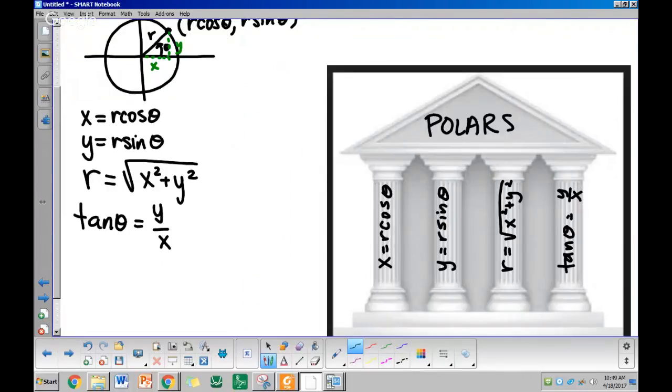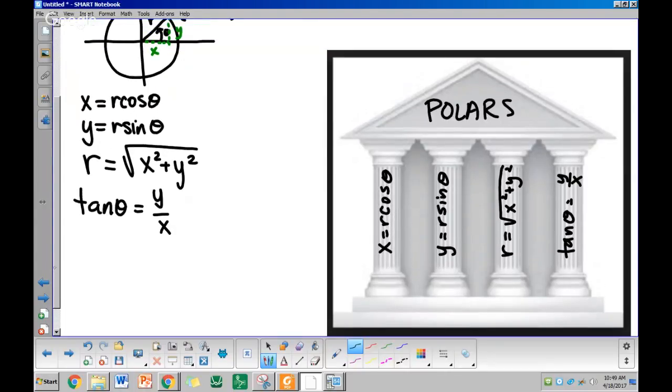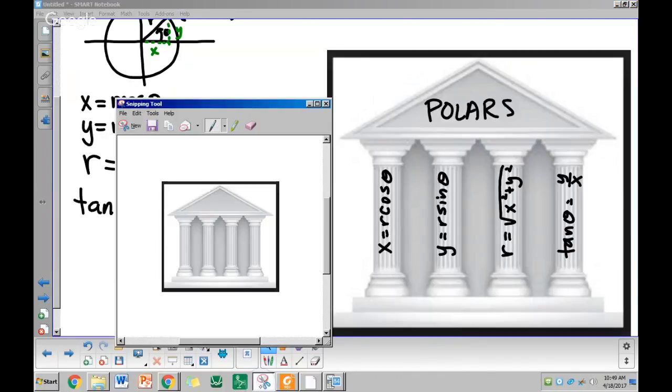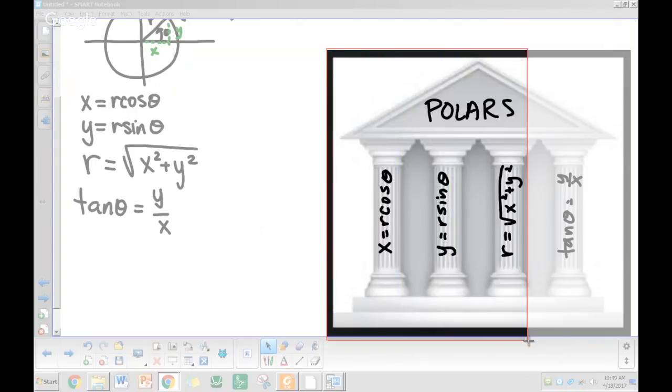See? I try. You're a jokester. I try to be, so that it sticks with you forever. So when I say pillars of polars next year in AP Calculus, you're going to go, oh yeah, I remember those. Right? You will.